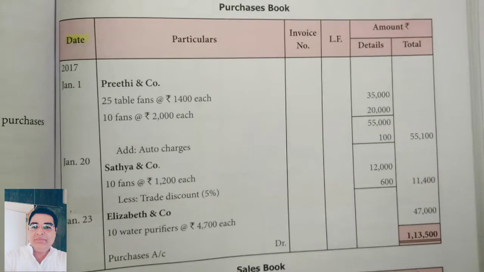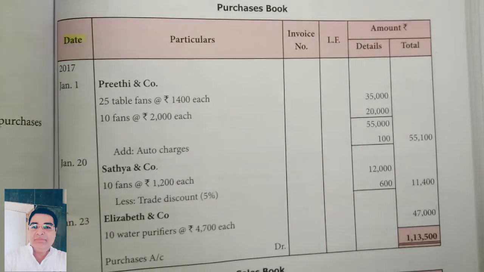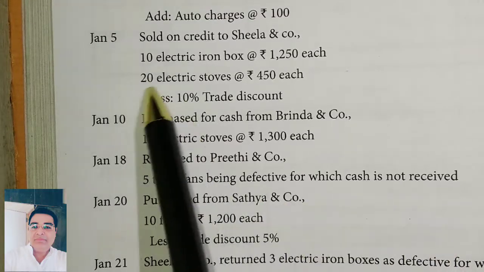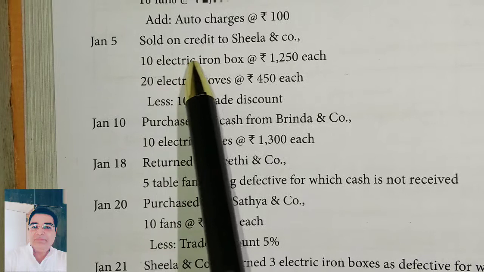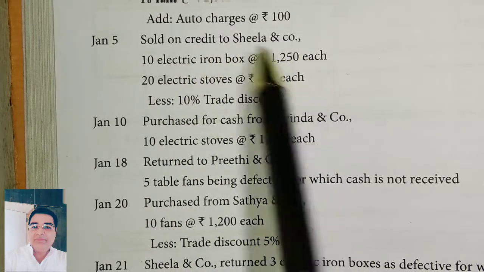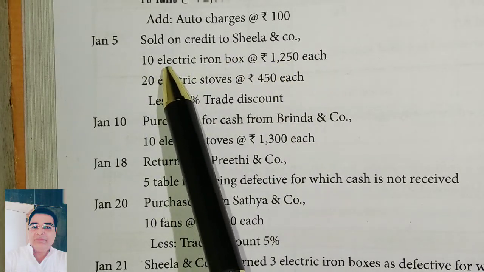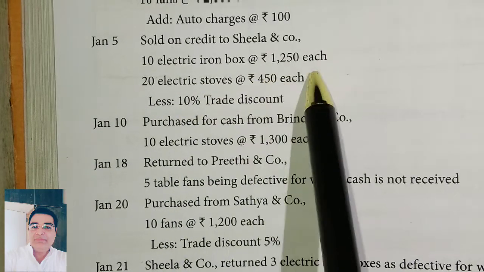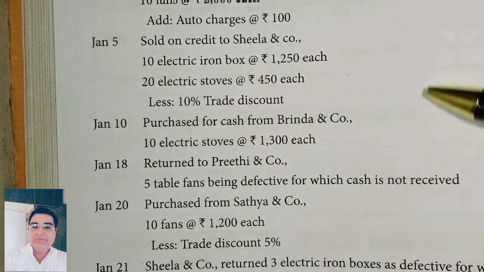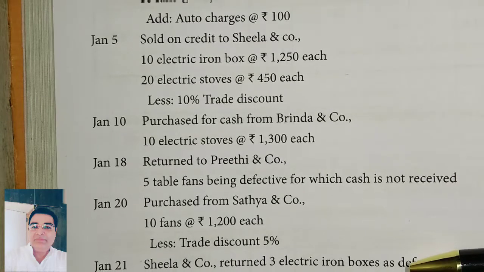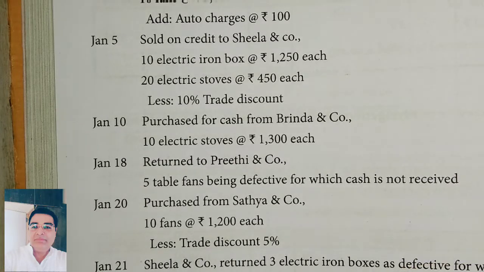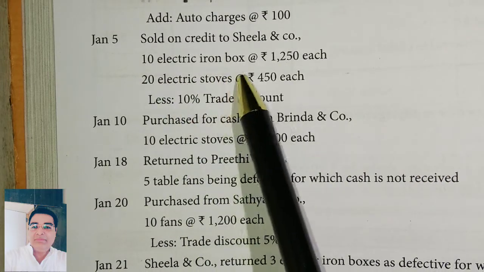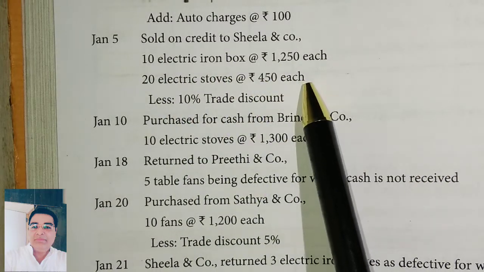Then see the question. So now see January 5. Sold on credit to Sheila and Company. Sold means sales. So 10 electric iron boxes at the rate of 1,250 each. I'll explain first the full question, then I'll show you the answer. 10 electric iron boxes at the rate of 1,250.